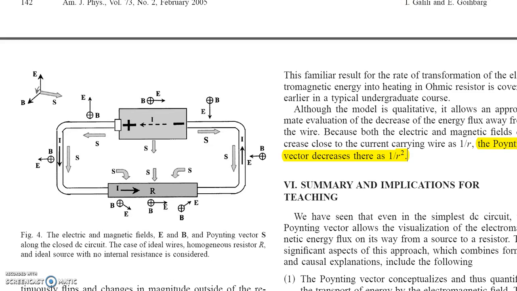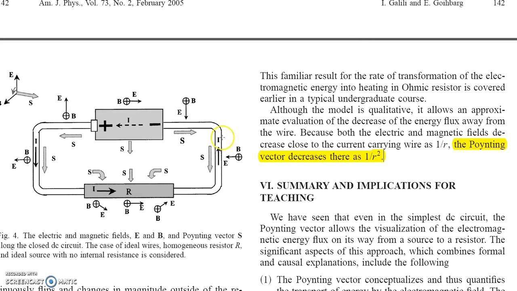However, as you can see on the sentence I've highlighted over here, the strength of the pointing vector decreases as 1 over r squared. So that means most of the energy is running along the wire very, very close to the wire and then going in to the resistive element. I still can't believe it. I can understand why Feynman was putting scare quotes and calling it a crazy theory. Energy is flowing outside the wire.